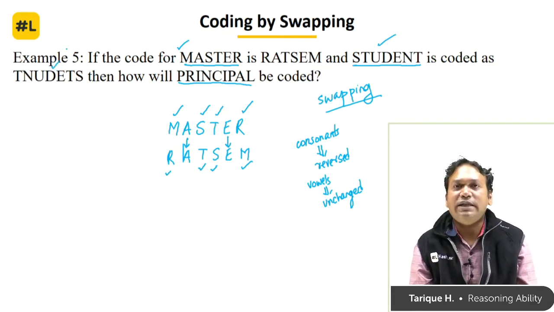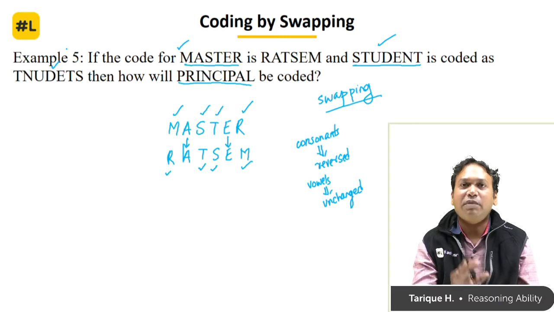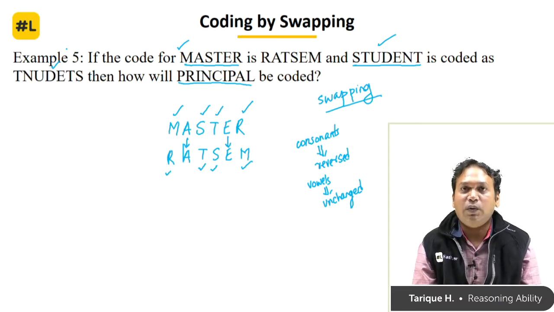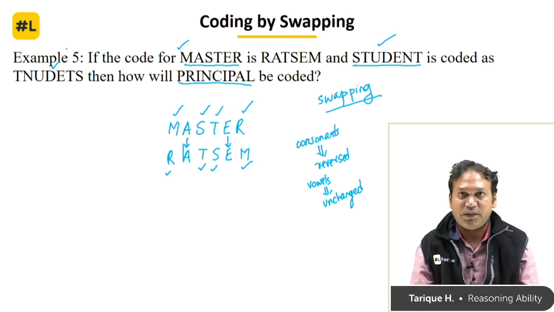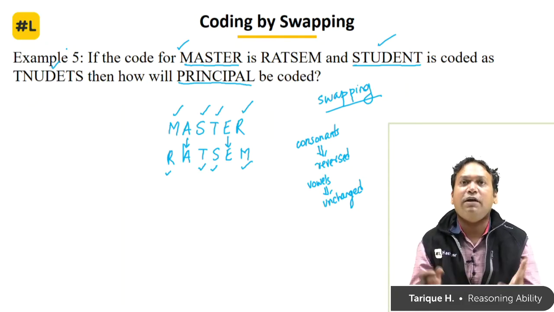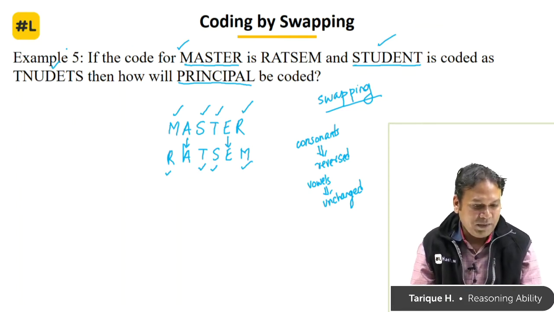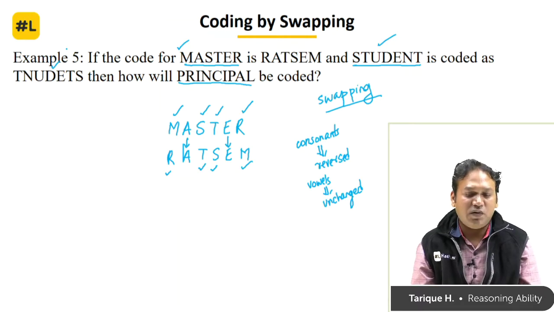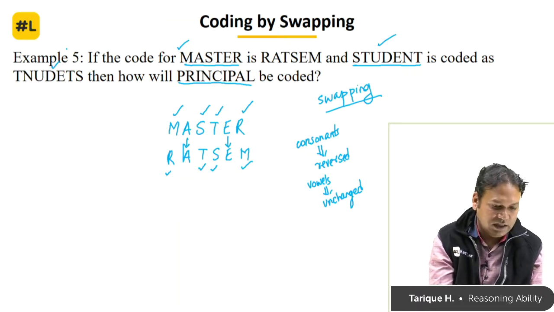Two examples are given so that it becomes 100% clear what coding technique is used, and leaves no doubt. Because if only one example is given, sometimes there can be confusion about whether this has been done or that has been done. So we don't want that confusion. Often in swapping questions, two examples are given. So let's look at the word PRINCIPAL.